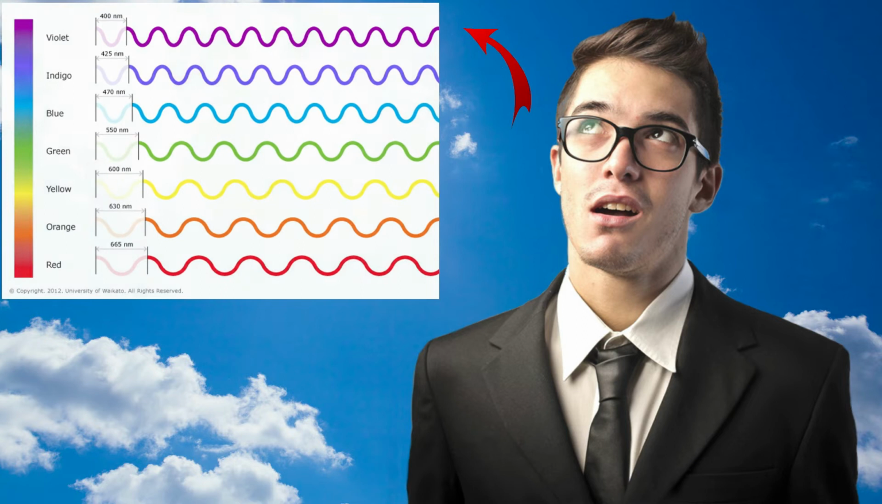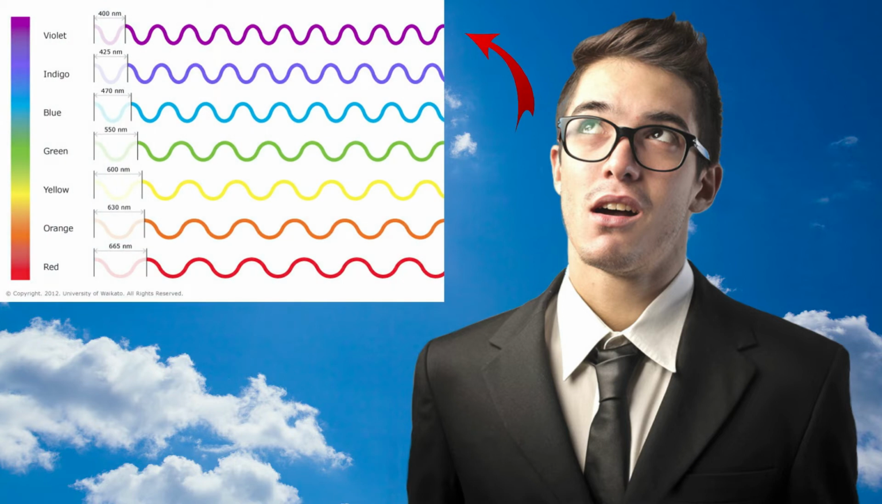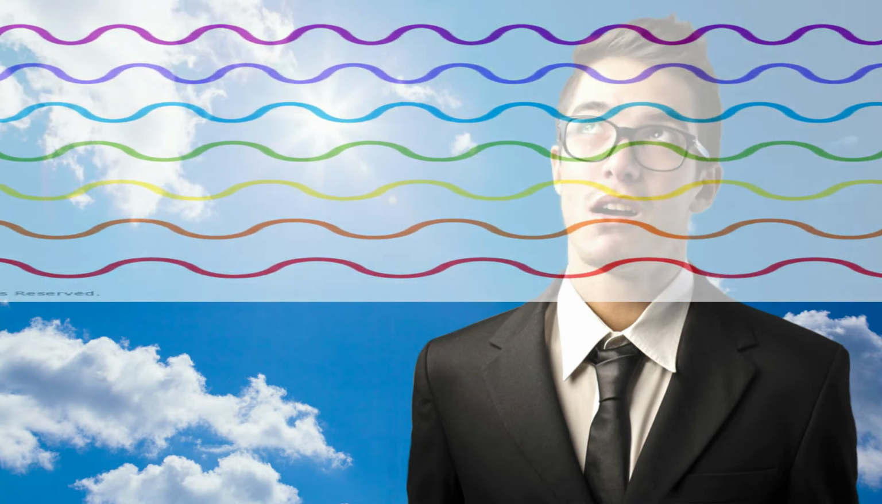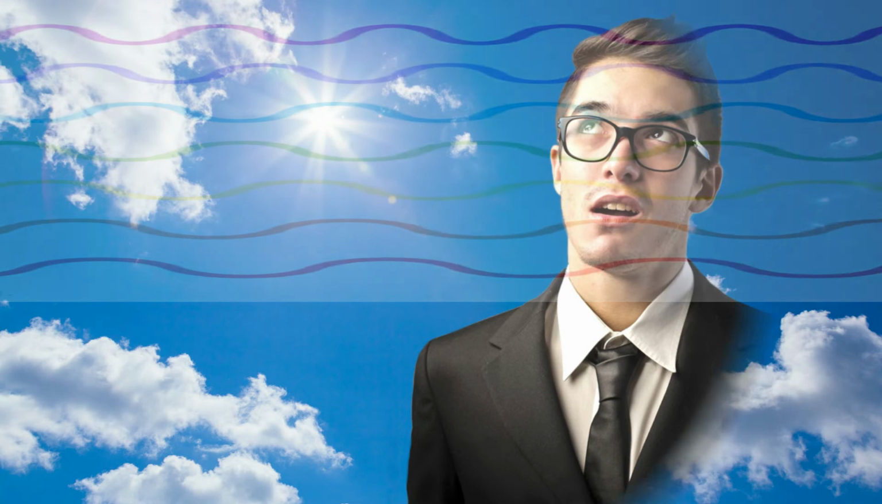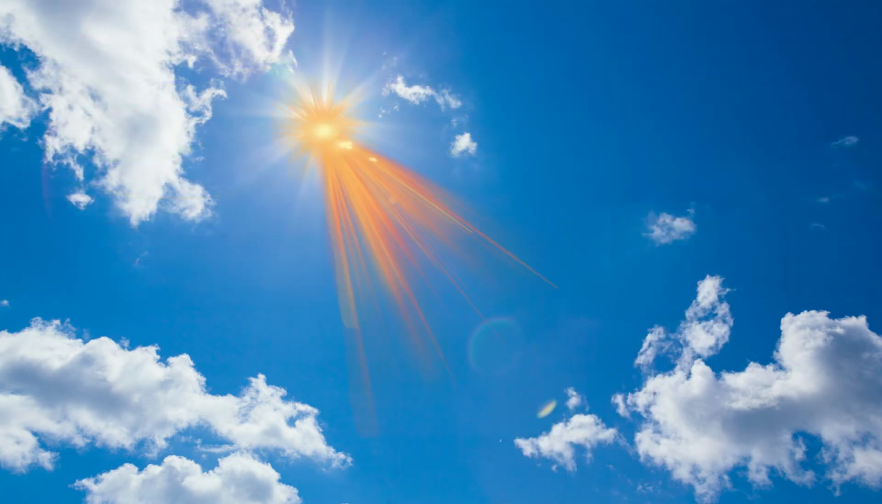You might be thinking, the violet color has the smallest wavelength, so why doesn't the sky appear violet or even indigo? Yes, it's true that the violet light scatters more than the blue light. However, we don't see violet color, do we? The reason behind this is the solar spectrum.